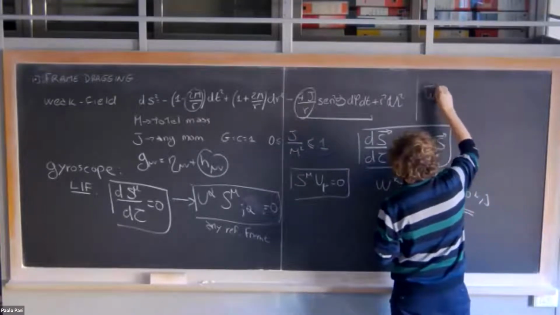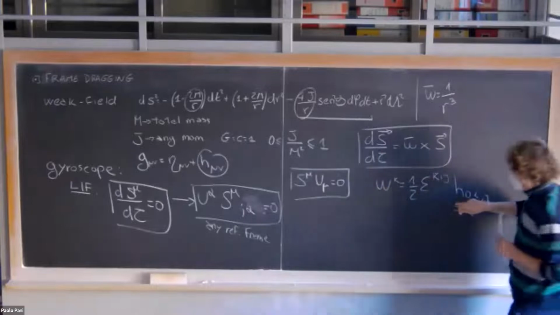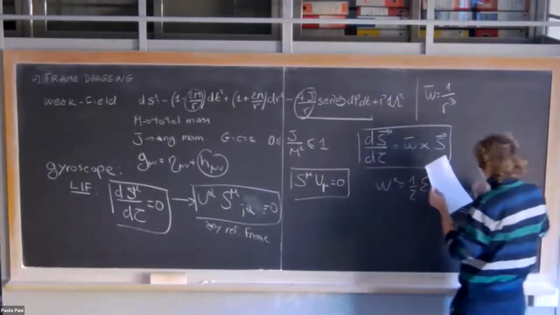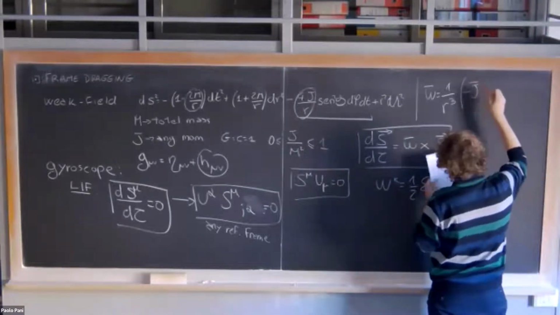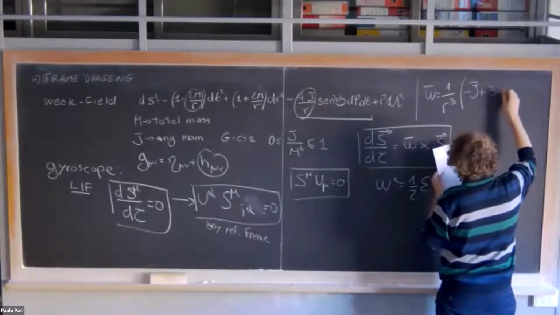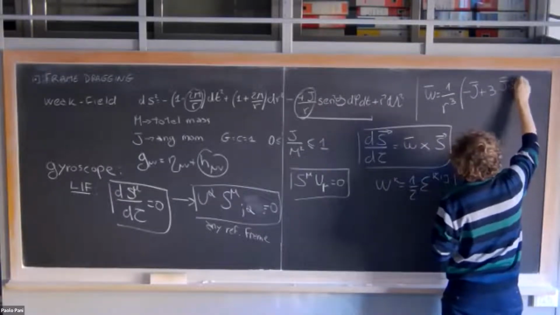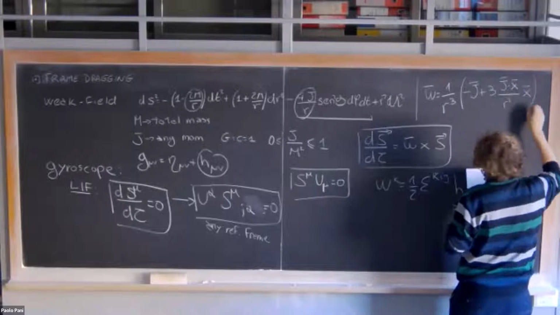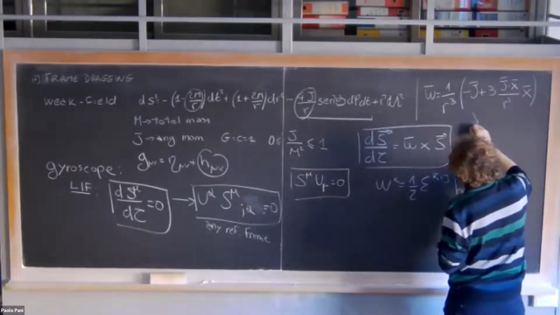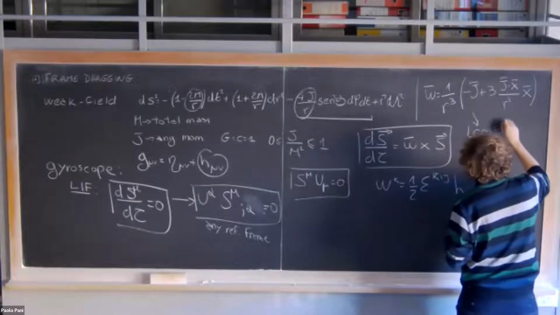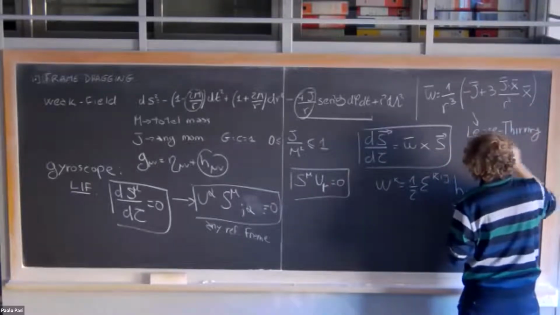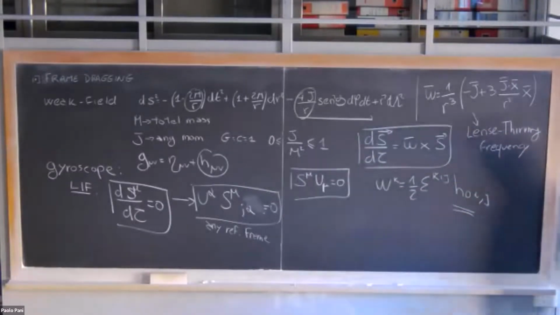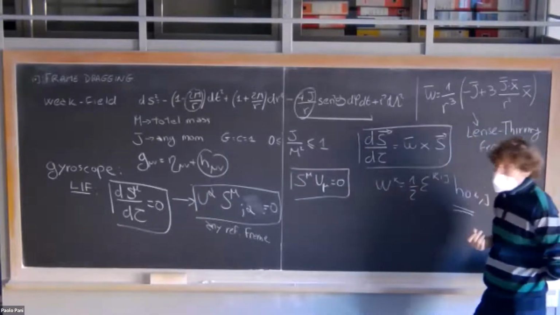The result is the following: it is 1 over r cubed, and it is really just obtained by plugging the metric inside this formula, and what one gets is this expression. J is the angular momentum vector, x is the position vector of the particle, and one gets this result here, which is called the Lense-Thirring frequency. And it is responsible for what is called Lense-Thirring precession.